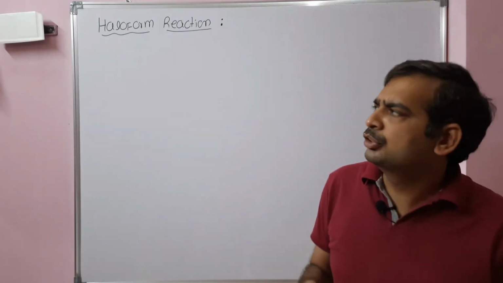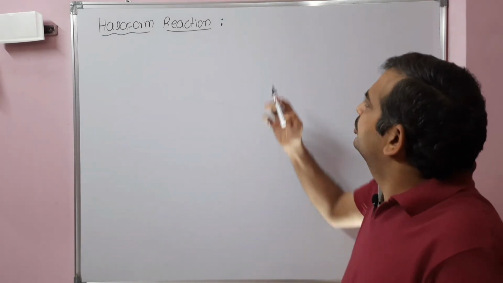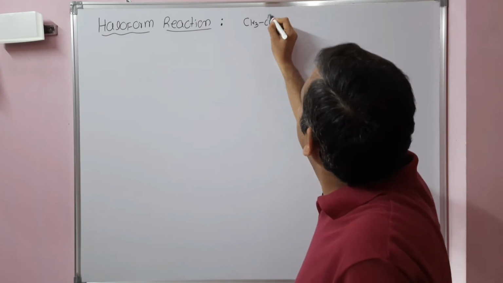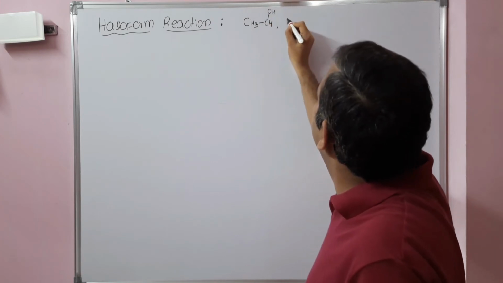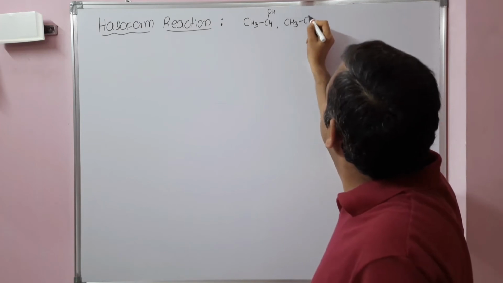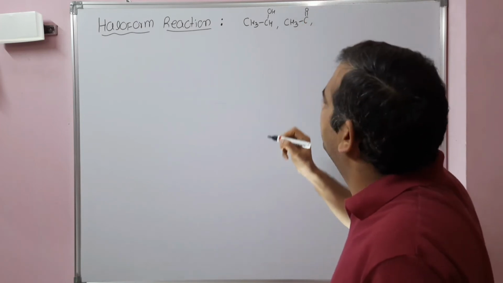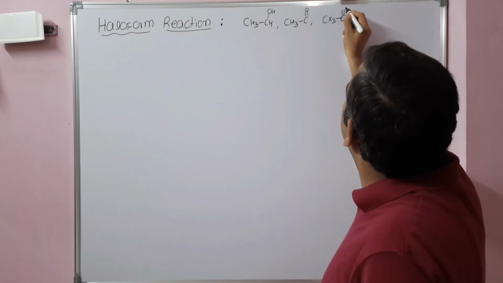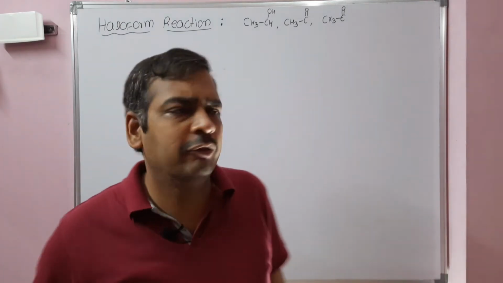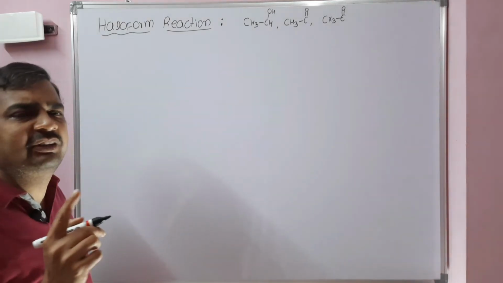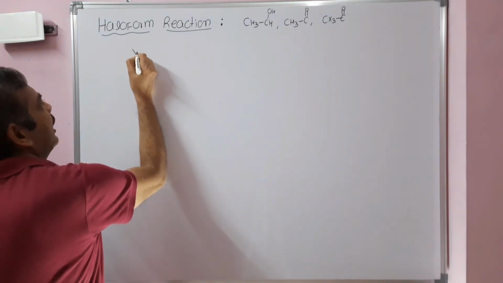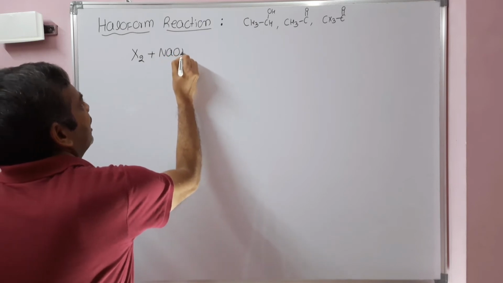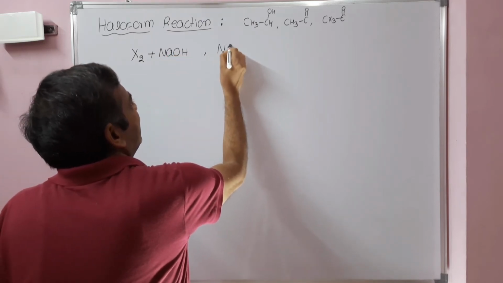Three types of compounds will undergo haloform reactions. CH3CHOH-containing compounds, CH3CO acetyl group containing compounds, and CX3C=O containing compounds will undergo a haloform reaction. And there are two reagents for haloform reaction. One is halogen in combination with sodium hydroxide, and the other reagent is sodium hypohalite.